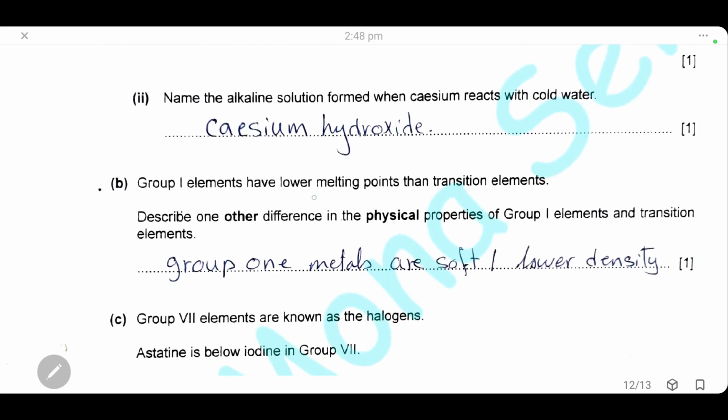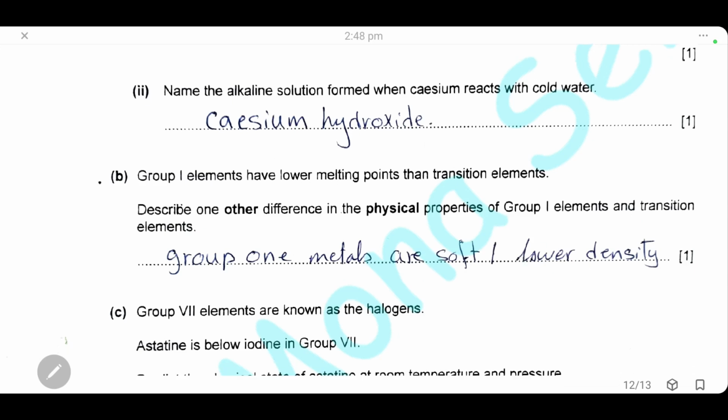Group 1 elements have lower melting point than transition metals. Describe one other difference in the physical properties of group 1 than the transition metals. Also, group 1 metals are soft and they have lower density than the transition elements.